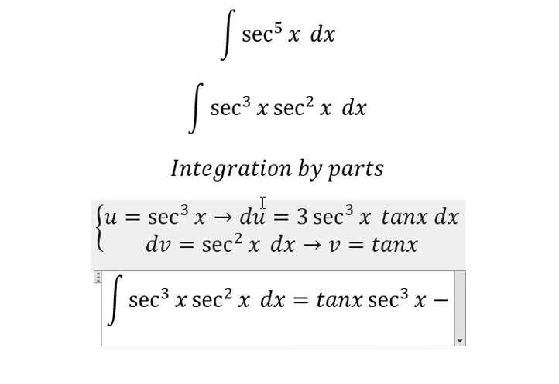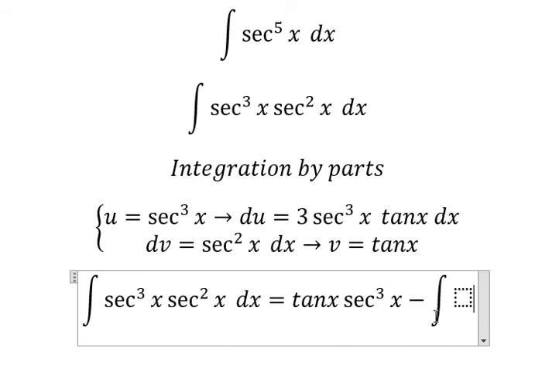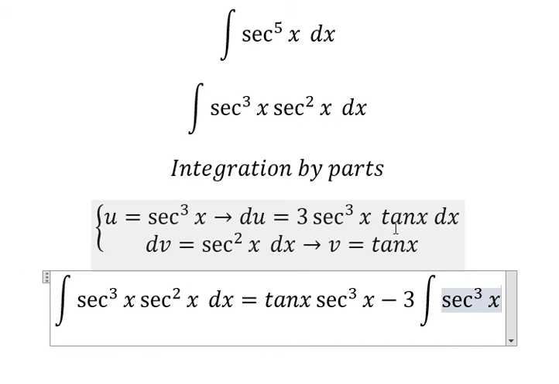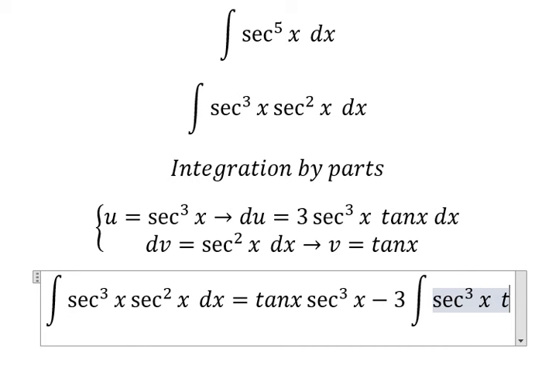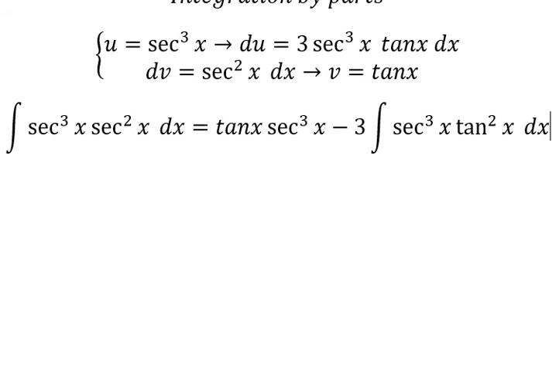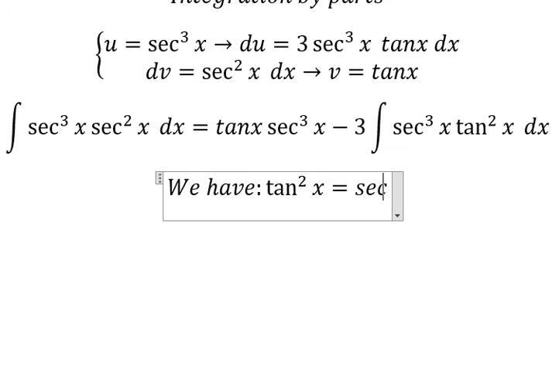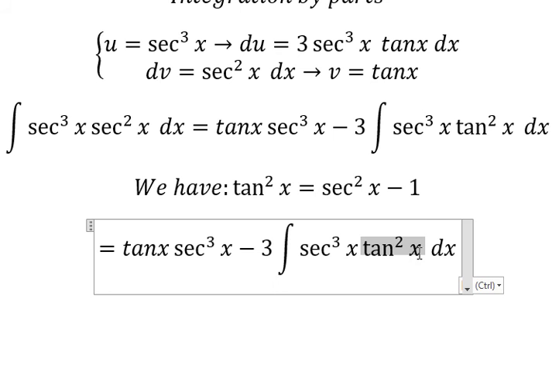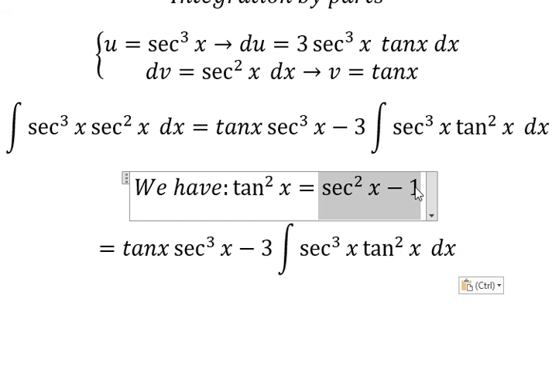minus the integration of v multiplied by du, and I will put the number 3 in here. Tan s, you get tan s squared ds. Next, we have the formula in here: tan s squared equals secant of s squared minus 1. So for tan s squared, we change it by this one in here.